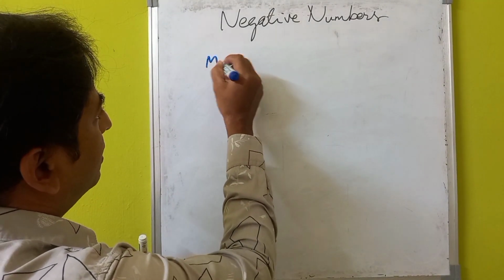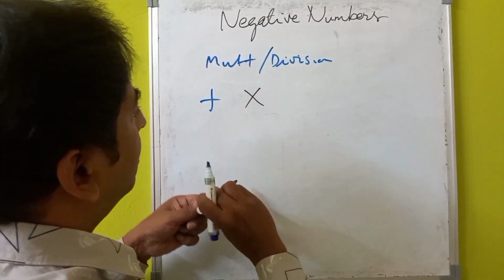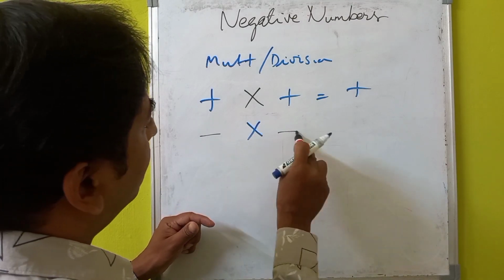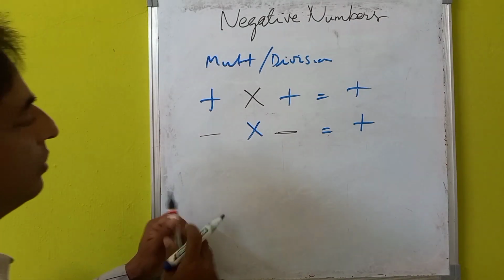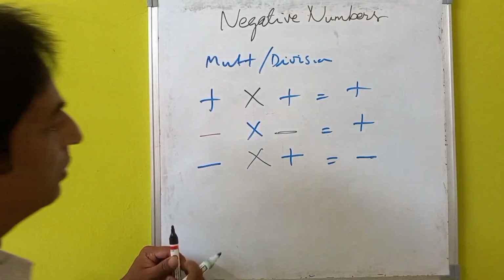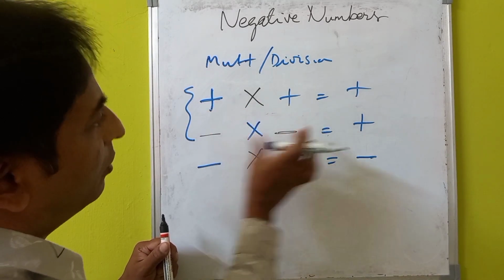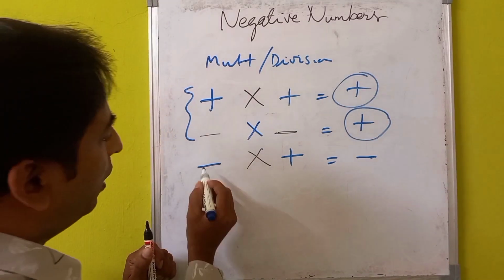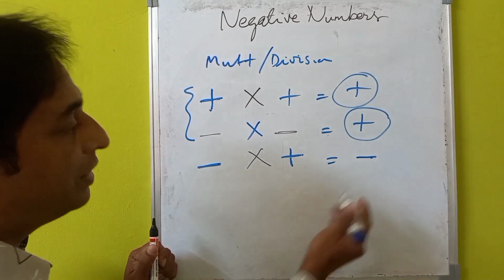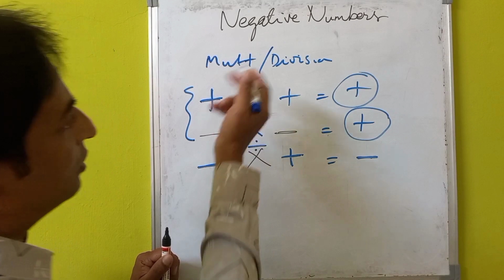When it comes to multiplication and division, a positive number multiplied by another positive number gives a positive number. Similarly, a negative number multiplied by another negative number gives a positive number again. The change comes when a negative number is multiplied by a positive number: the answer will be negative. Whenever the signs are the same, both positive or both negative, you get a positive number as the result. And when one number is negative and the other is positive, that means the signs are different, and you get a negative number as a result. This rule applies to division as well.